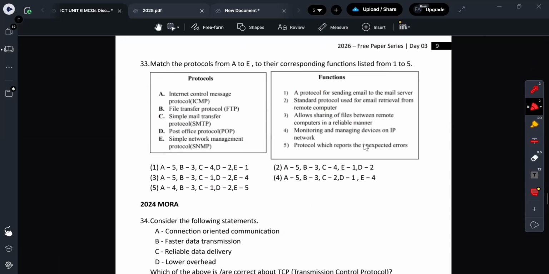Now again they are testing protocols. These are Internet Control Message Protocols. Let's go with the functions first. A protocol for sending email to the mail server, which is it? What protocol sends email to the mail server? The Simple Mail Transfer Protocol, a protocol for sending email to the mail server. Okay, so that is this. And then standard protocol used for email retrieval from a remote computer. That is the Post Office Protocol.